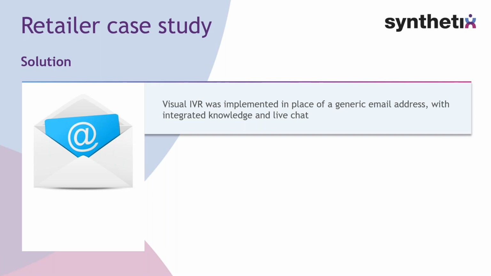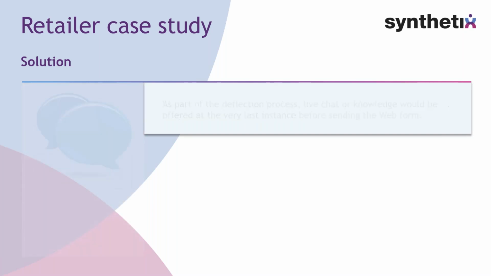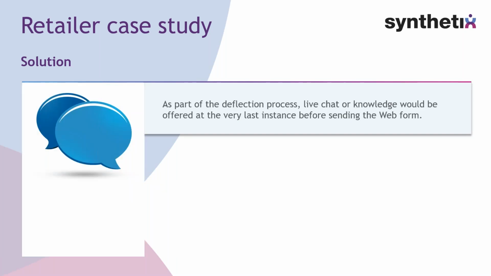And it had integrated knowledge and live chat, which I've just shown you examples of. So you kind of know how that works and how that fit together for them. As part of the deflection process, live chat or knowledge would be offered at the very last instance before sending the web form, as again, I've just shown you an example of. So even if people are hitting submit, we're saying, hey, before you submit, here's some relevant information, or would you like to talk to a live agent? We found that the take up of live chat, and I'm actually going to talk about this on the next slide, was high: people generally would love to have a live chat as opposed to waiting 48 hours potentially for an email to come back to them, because they can have their question answered there and then within 5 minutes, probably.